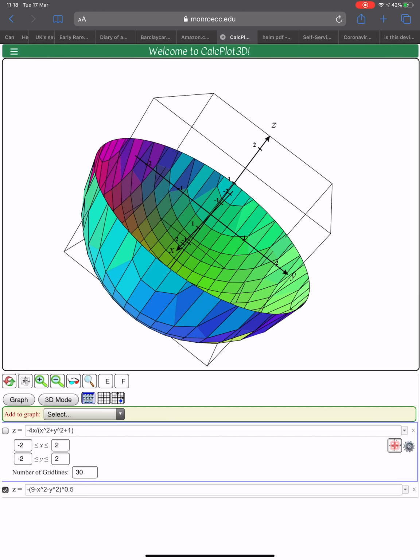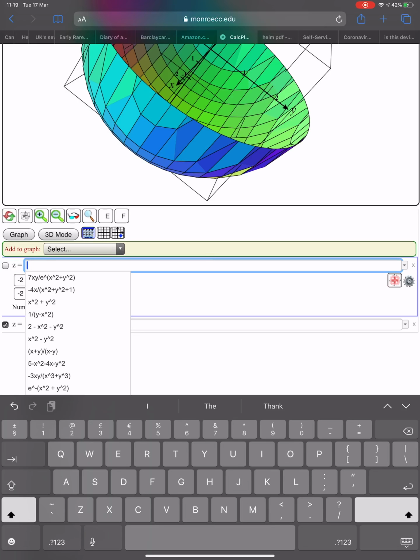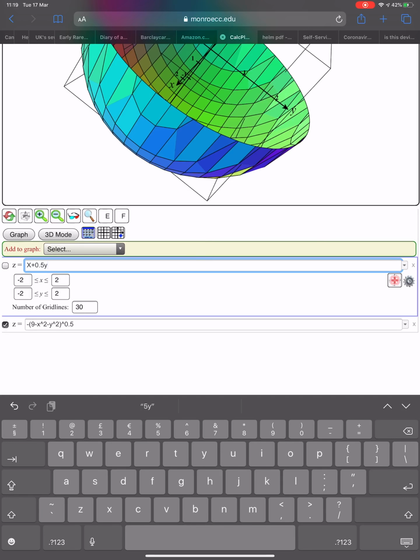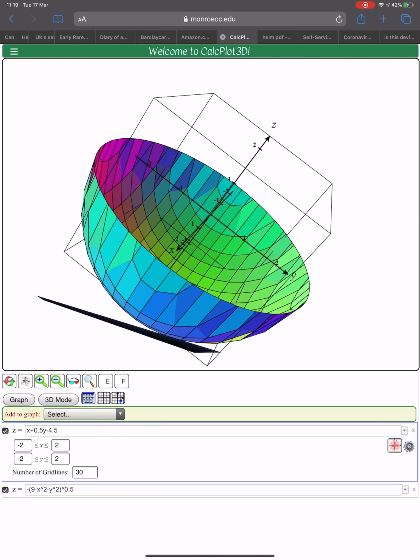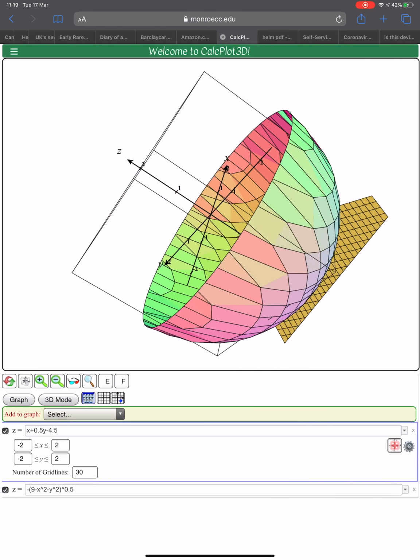Add to graph a function. And the function we're going to add to the graph is the tangent plane that we've just worked out, which is Z equals X plus a half Y minus 4.5. Let's make that lowercase x because I don't make it like that. There we are. So this is what we've done.